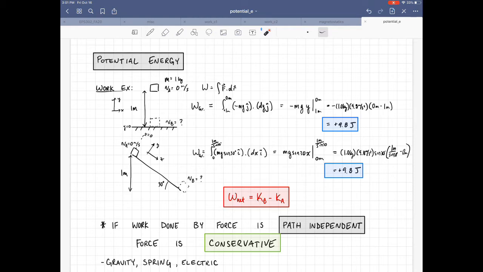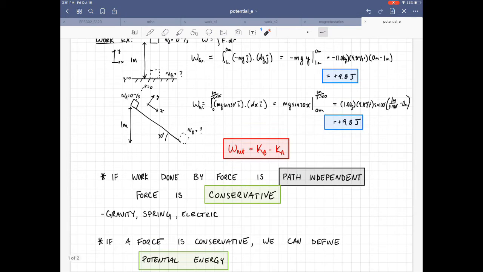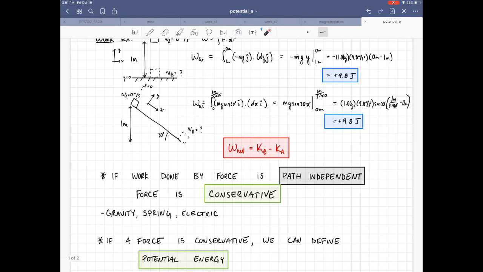So if the work done by your force is path independent, so it didn't matter how my block went from 1 meter above the ground to the ground, it didn't matter if it dropped straight down or if it went down this ramp, the work done by gravity was exactly the same. And so if the work being done by the force you're calculating is independent of the path which the object takes, then that force is known as conservative.